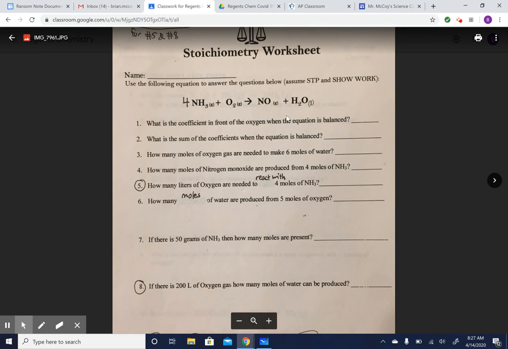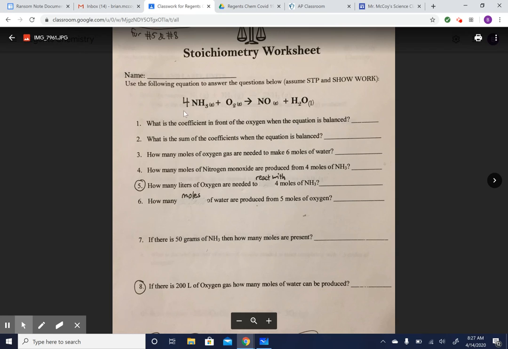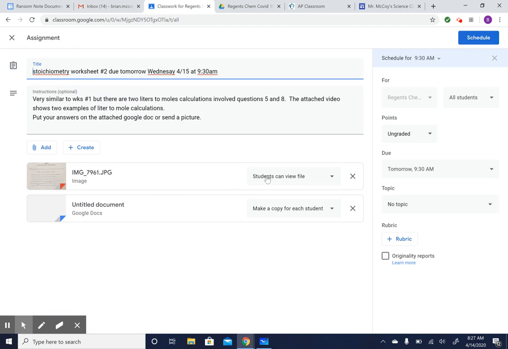So first of all, I need to put in the directions. You got to balance this. I started you off with a 4, but you're going to have to figure out the other ones. So first you're going to have to balance. I'll put that in the directions. You know what? I'll do that right now. This is how I would do that. All right, scheduled to be posted today at 9:30.